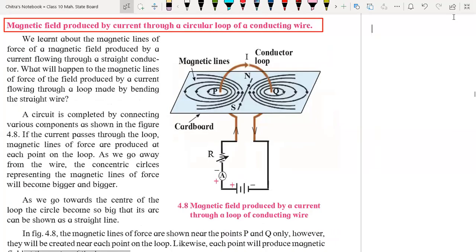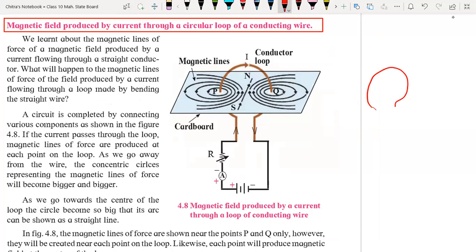Hello everyone. Today we are going to start the magnetic field produced by current through a circular loop of a conducting wire. Here we will use the right hand thumb rule in order to understand the magnetic field produced by a current carrying conductor, which is shaped in circular loop form. So here we have the circular loop like this.